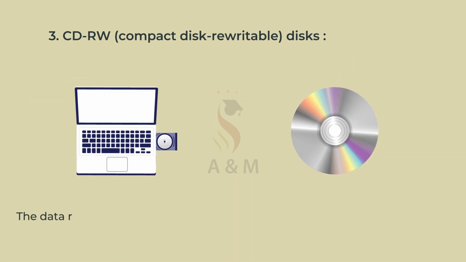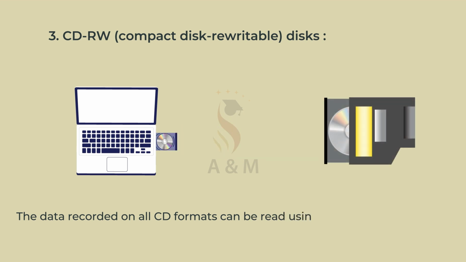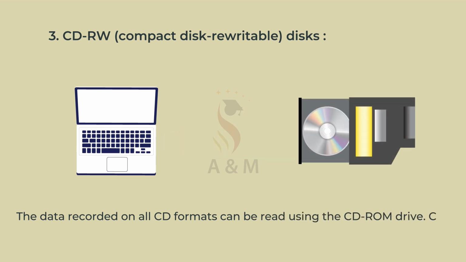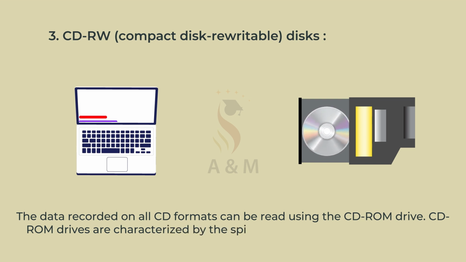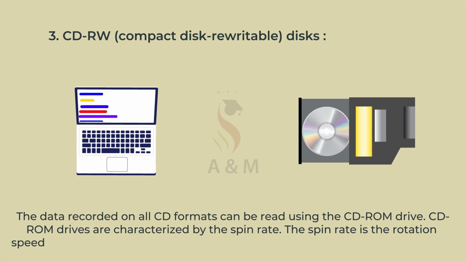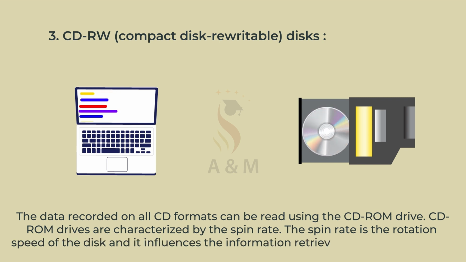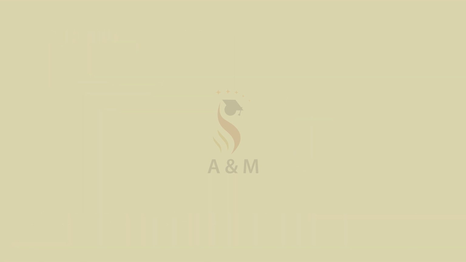The data recorded on all the CD formats can be read using the CD-ROM drive. CD-ROM drives are characterized by the spin rate. The spin rate is the rotation speed of the disk and it influences the information retrieval speed, that is, access time.